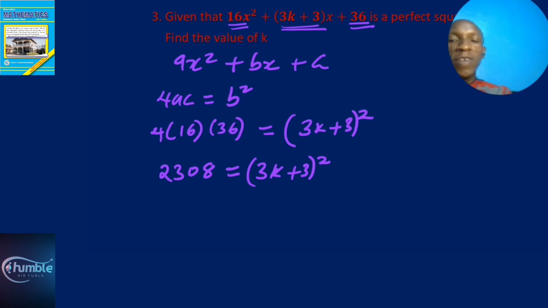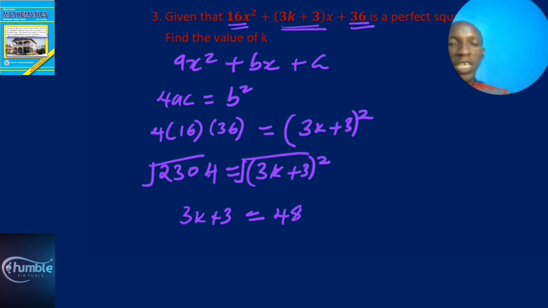So therefore, find the square root on each side, and then we shall now be having that 3k plus 3 is equal to the square root of 2308, it should be 2304, sorry, 2304. That was the correct multiplication. The square root of that is 48.